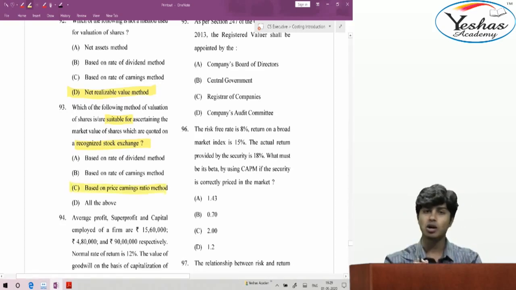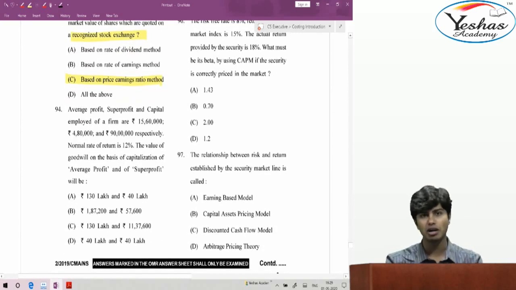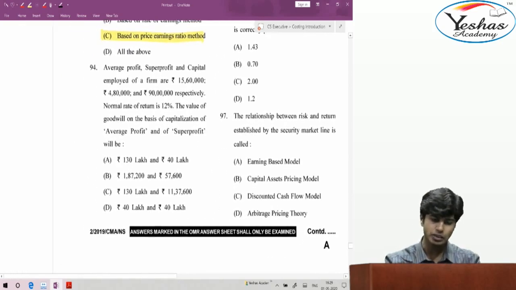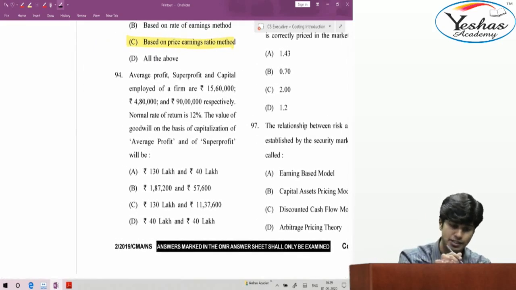Price earnings ratio model is the easiest one, and majority of the people usually use that formula for computation, or say, to trade a share which is in the market. Let's now go to question number 94. Question number 94 talks about capitalization of average profit and capitalization of super profit.